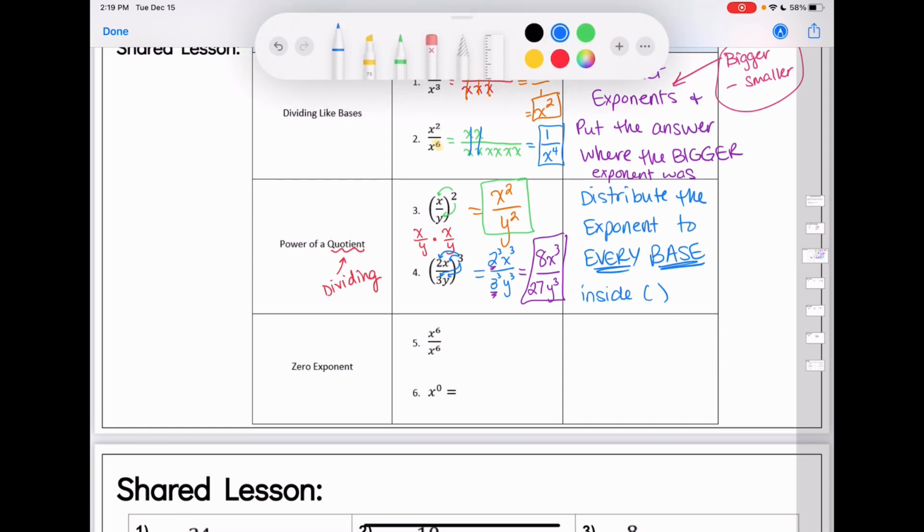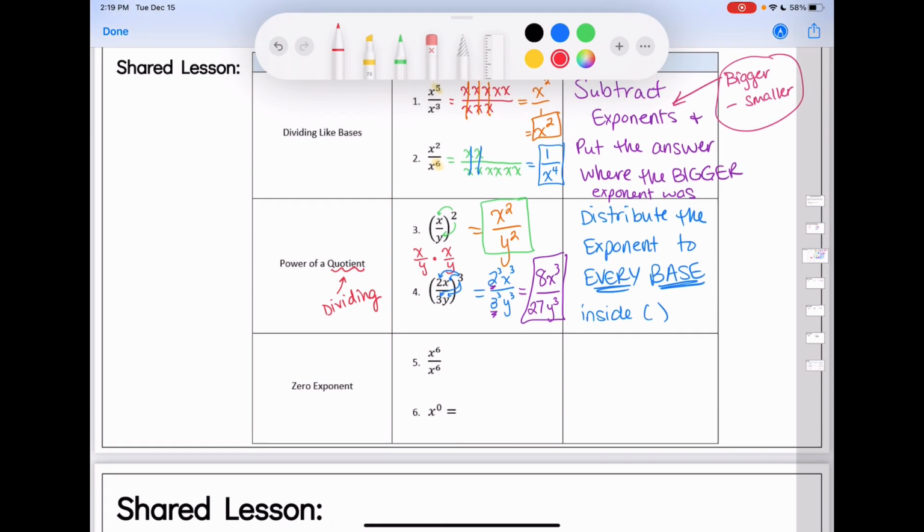Okay, now our last one is dealing with a zero exponent. Now, zero exponent is a tricky thing to wrap your brain around, but I think it makes the most sense after thinking about how we just did our dividing like bases up at the top, right? So when we did our dividing like bases, we talked about how we would subtract our exponents. And so I say x to the 6th over x to the 6th. If I subtract my exponents here, you could say that I would get x to the 0 power, right?